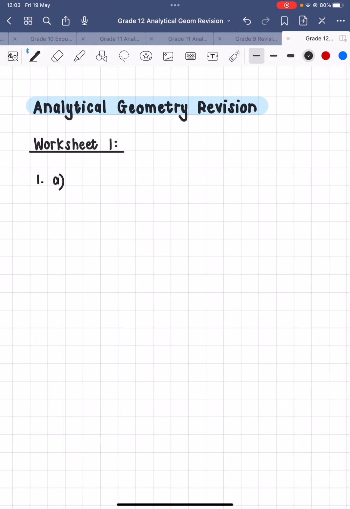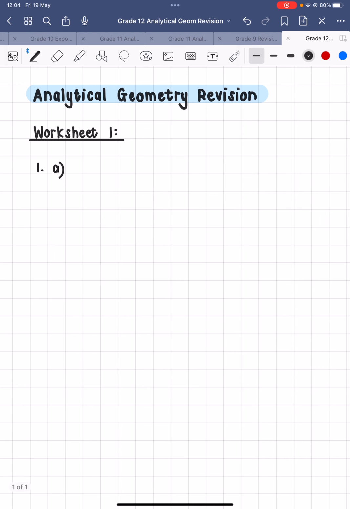Okay, so I'm going to do the first question. I have a few of these just to remind you of how you would use the formulas. And guys, the nice thing about analytical geometry, and always the analytical geometry section in an exam, is they always have the kind of stock standard questions.